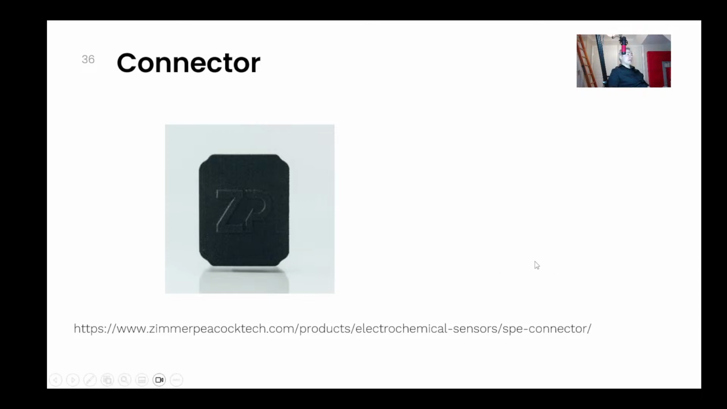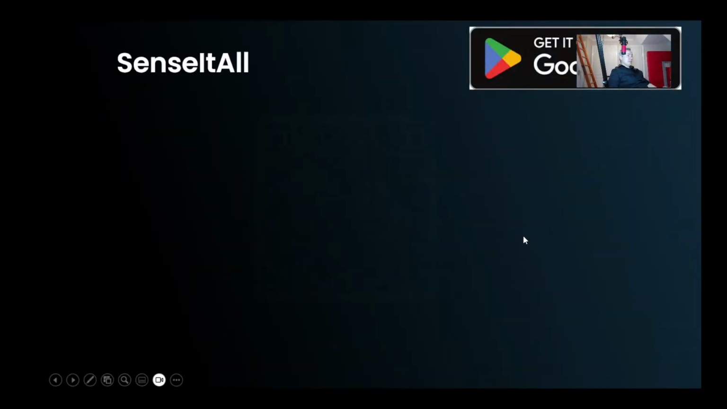If you don't have a good connector, you will get bad data, because people try to make their own connectors. Those connectors end up being high impedance. High impedance distorts the data, so don't do it.